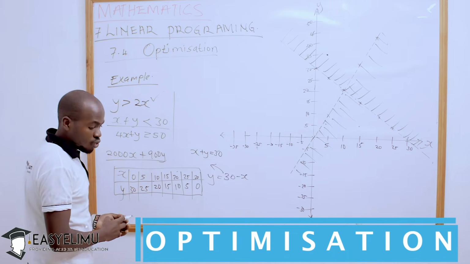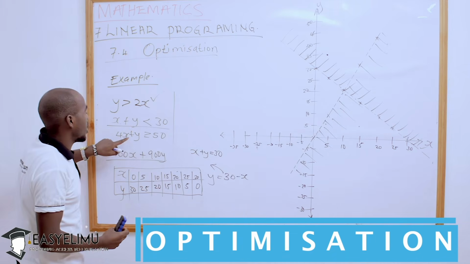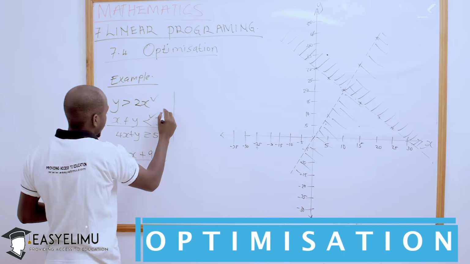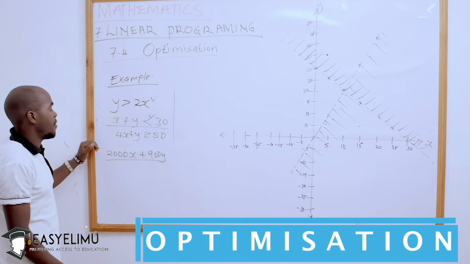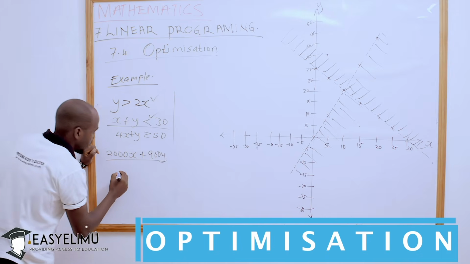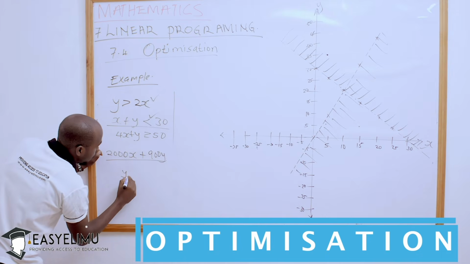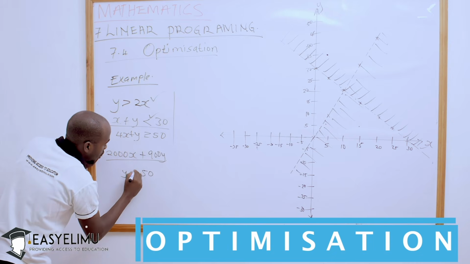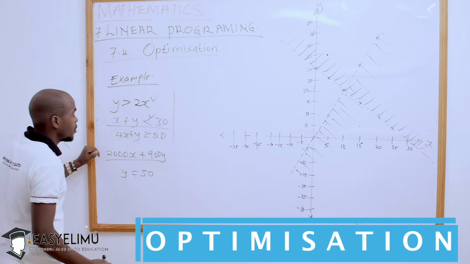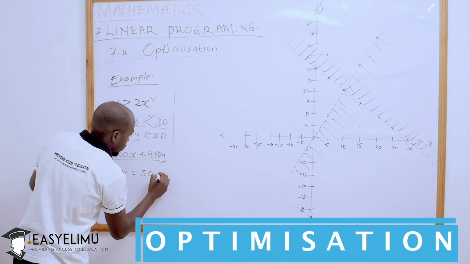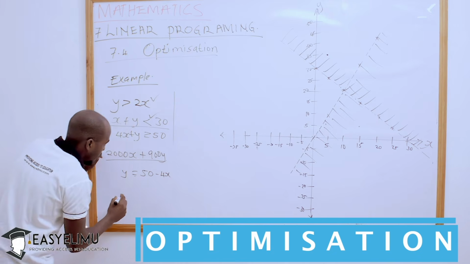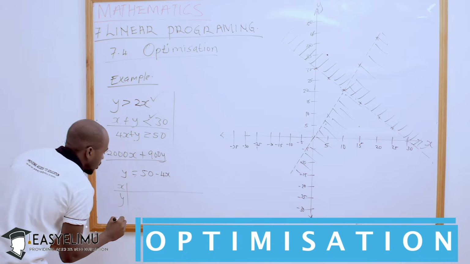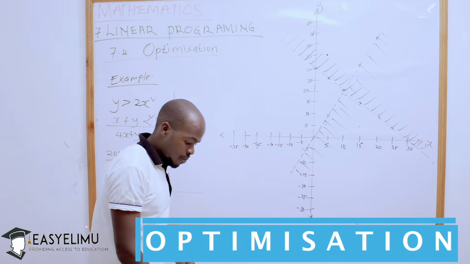So we are going now to draw another inequality. This is 4x plus y. We shall draw 4x plus y is greater than or equal to 50. I'm going to draw the line y equals 50 minus 4x, so I'll form a graph of that. Then we shall plot the points on the Cartesian plane.